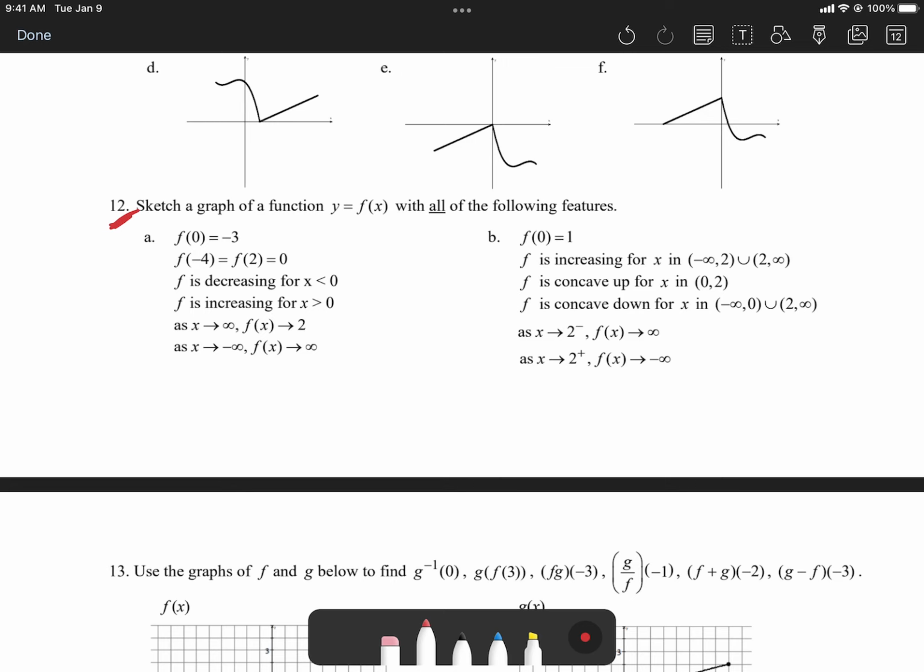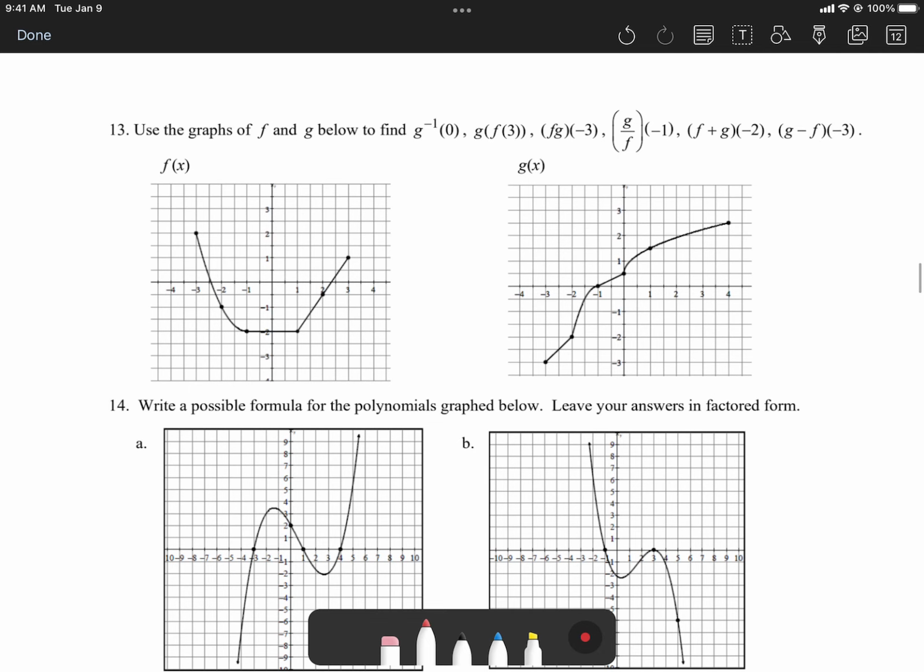Then we're going to look at 13. 13 is just a bunch of function stuff again. It's asking you to find a lot of different functions over here. So when you do this, you just have to find your values from the graph.